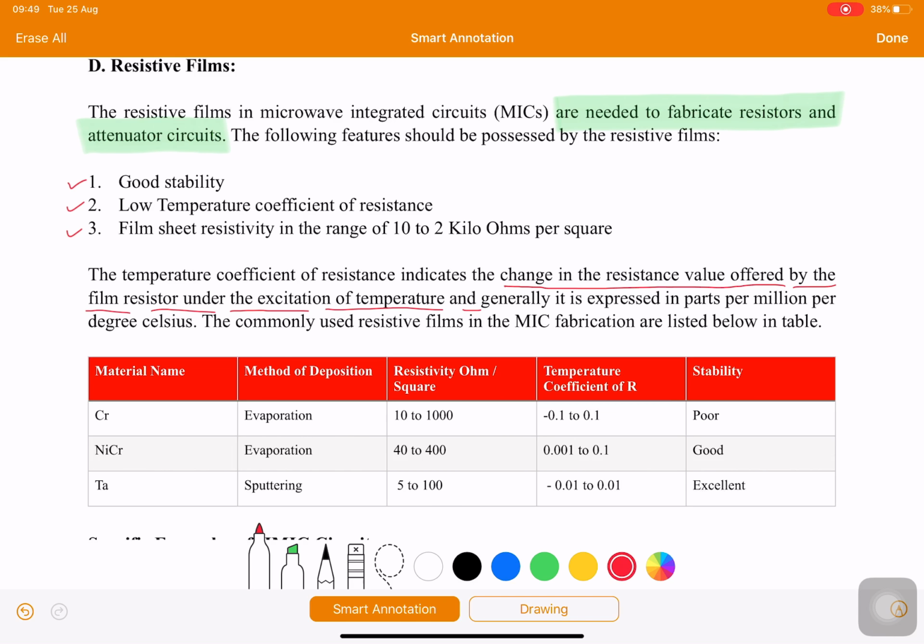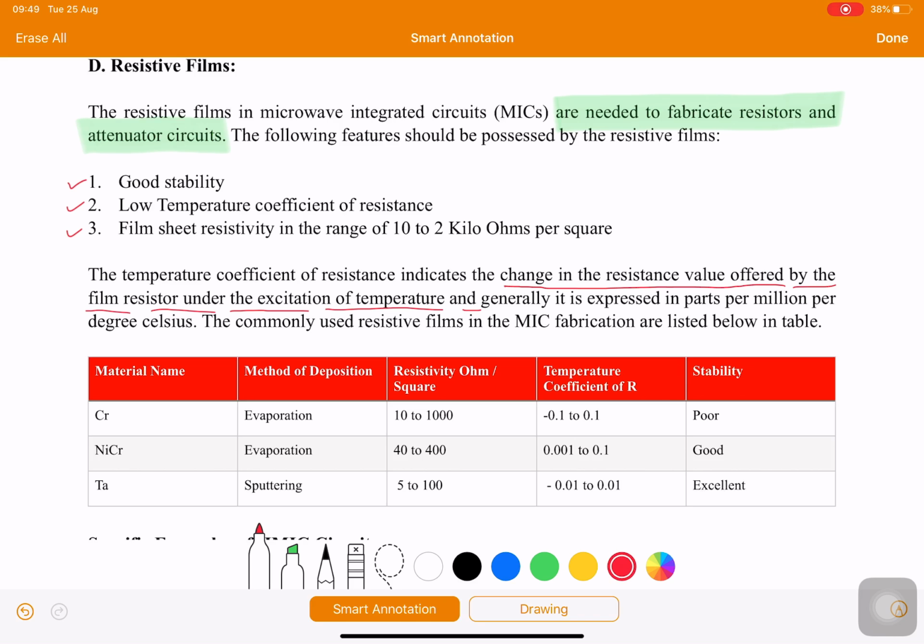So the temperature coefficient of resistance, what is this particular parameter? This parameter indicates the change in the resistance value which is caused by the thermal effect. So what do we normally desire? The thermal expansion of these resistive films should be as low as possible, because they should not change the resistance value much with the change in the thermal properties.